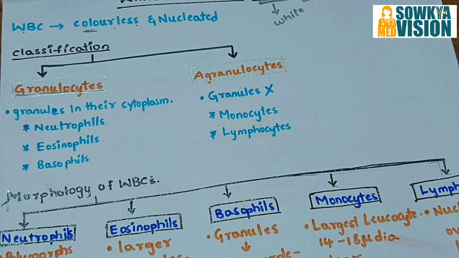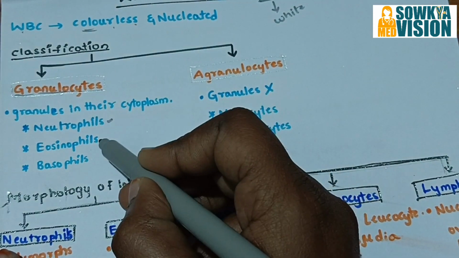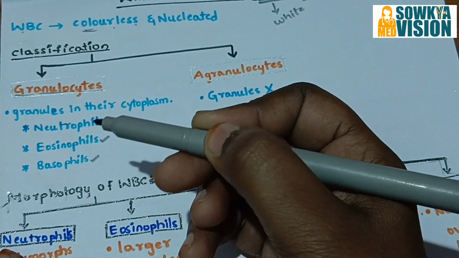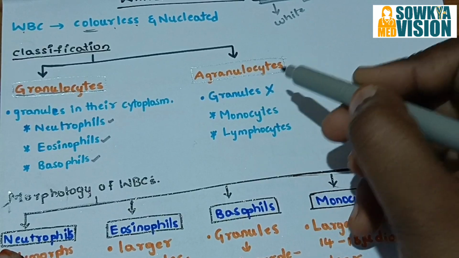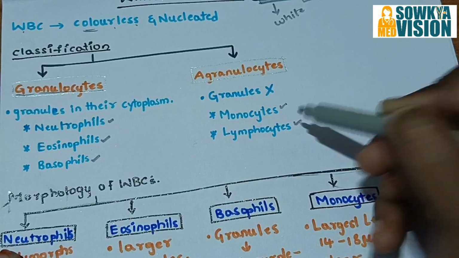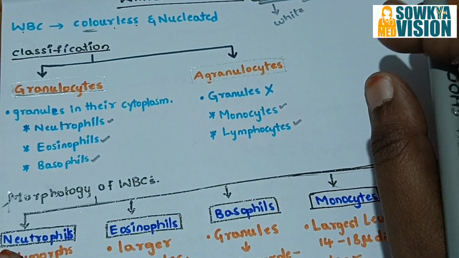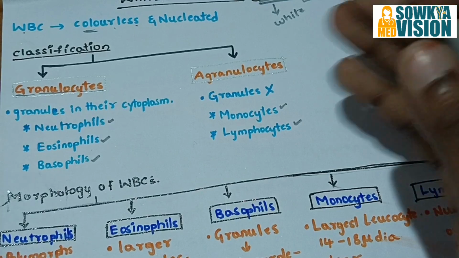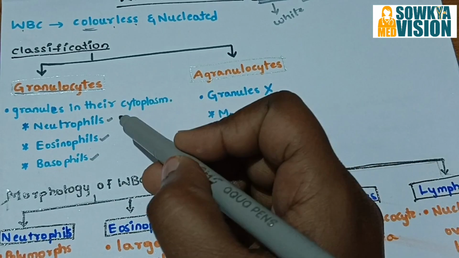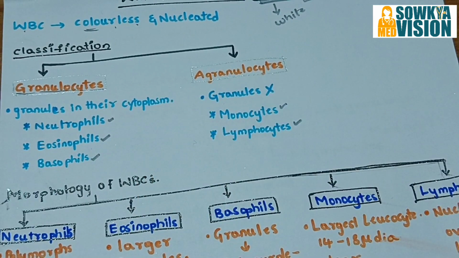So here the granulocytes are neutrophils, eosinophils and basophils. These three are the granulocytes, whereas agranulocytes are monocytes and lymphocytes. They don't contain granules in their cytoplasm, whereas granulocytes contain granules in their cytoplasm. These three cells contain granules, hence they are known as granulocytes.